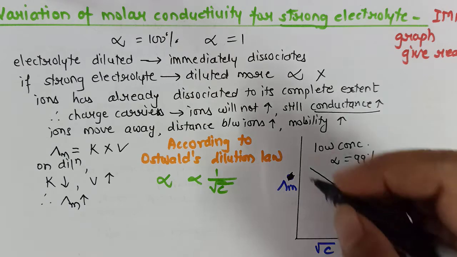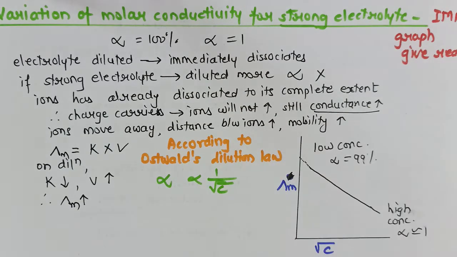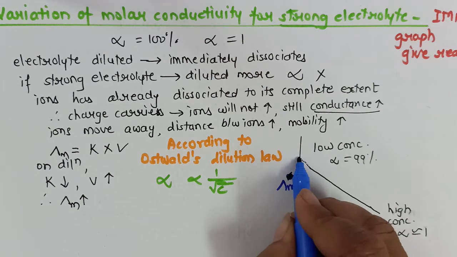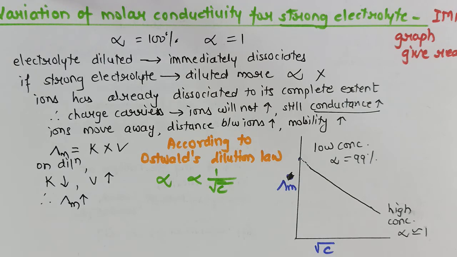Now if I extrapolate this graph, and touch this point on the y-axis, this will indicate zero concentration, and this point can be indicated as limiting molar conductivity, lambda m naught. So this point is indicating the molar conductance at infinite dilution. So we can say the limiting molar conductivity for strong electrolyte can be calculated graphically. This is an important question, as well as this graph is an important one.